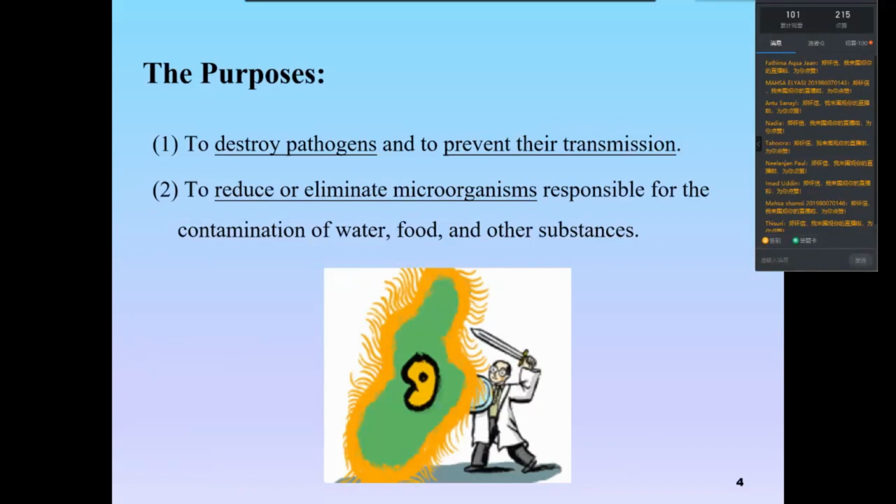For example, the drinking water. You don't want to drink the water from the well directly. You don't want to drink water from the river or lake directly, but we can treat the water with either heat, or we can filter the water to make it clean. So this is the purpose of sterilization and disinfection.